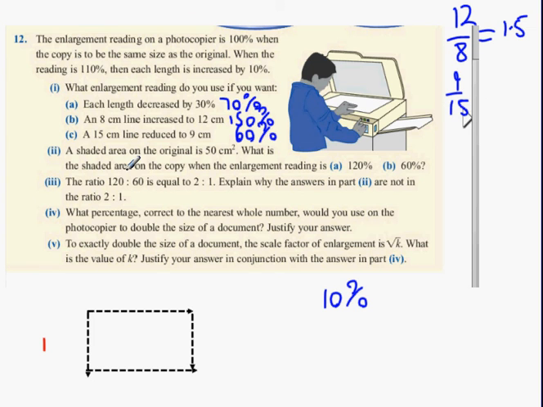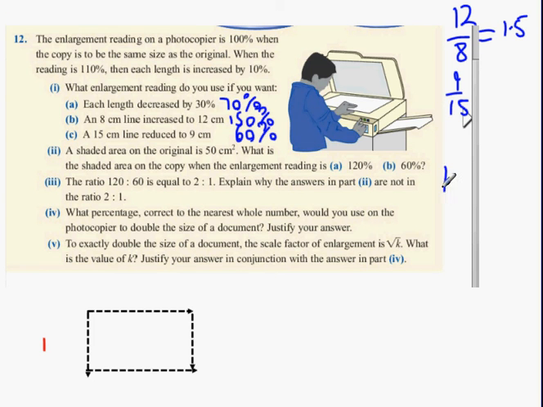Okay. A shaded area on the original is 50 centimeters squared. What is the shaded area on the copy when the enlargement reading is 120? So just 50 by 1.2 squared. I'm going to multiply by 1.2 squared, you reckon? Let's try that out. 50 multiplied by 1.2 squared gets you 72, that's perfect, okay?